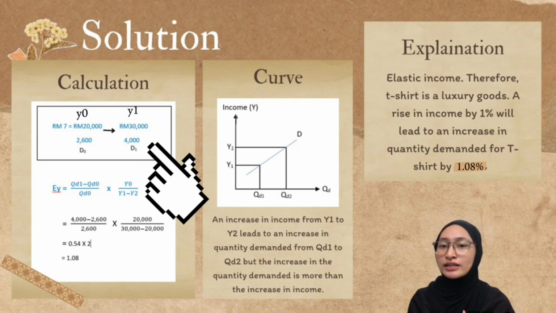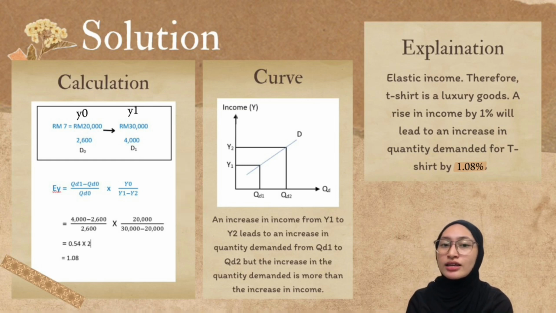As we can see from the table, when the price level of t-shirt is 7 ringgit and the income increased from 20,000 ringgit Malaysia to 30,000 ringgit Malaysia, known as Y0 to Y1, the quantity demand also changed from 2,600 to 4,000, which is D0 to D1.